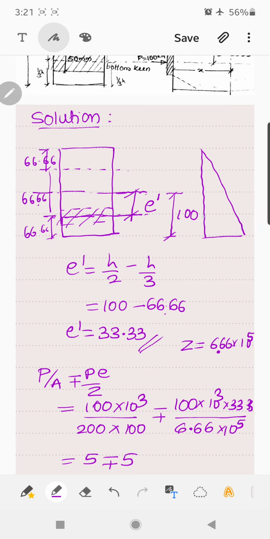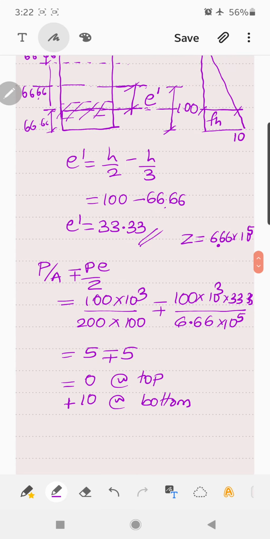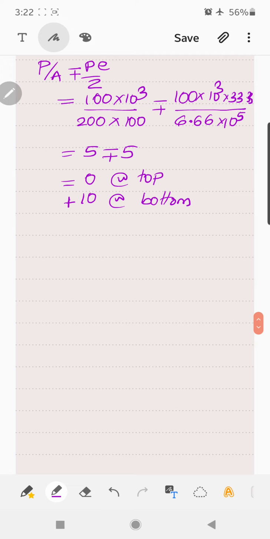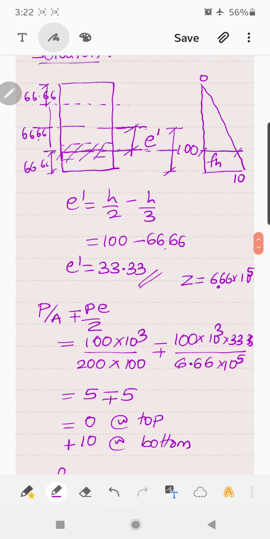So at this section, at this eccentric value, at the pre-stressing force, the value is FH. So you have to calculate that FH. This value is maximum, it is 10, and 0 at the top. So this is the triangular stress distribution. By similar triangles, you need to calculate this FH at the pre-stressing force level. So FH by 10 is equal to 133.33, that is this distance.